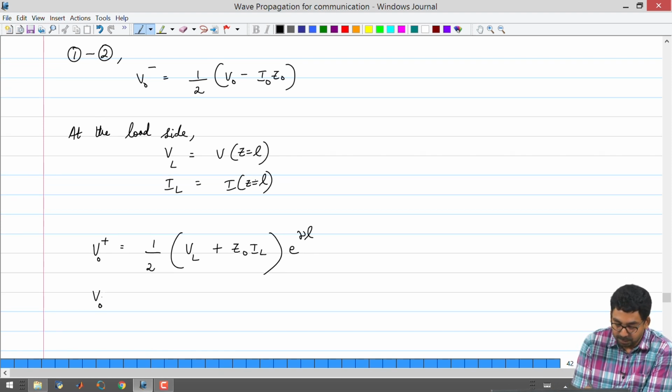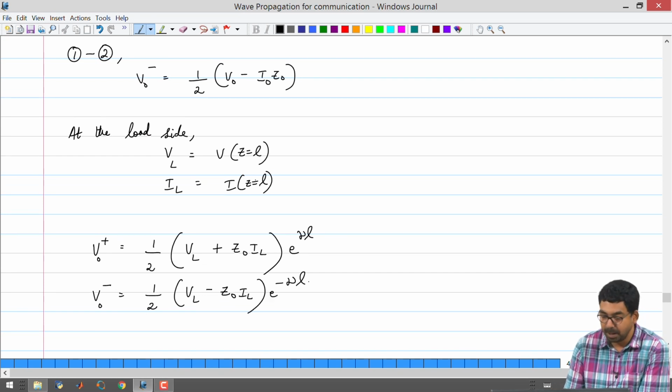Similarly, you can write down V naught minus as half of VL minus Z naught IL, times e to the minus gamma L.